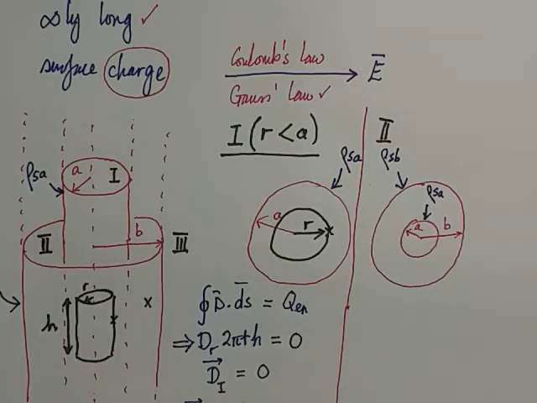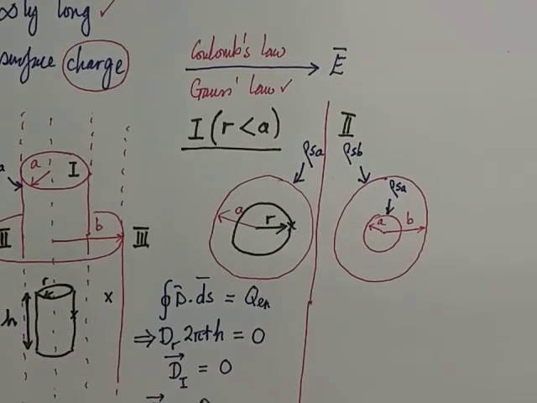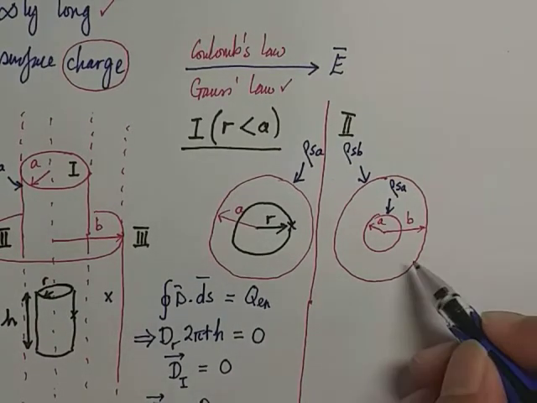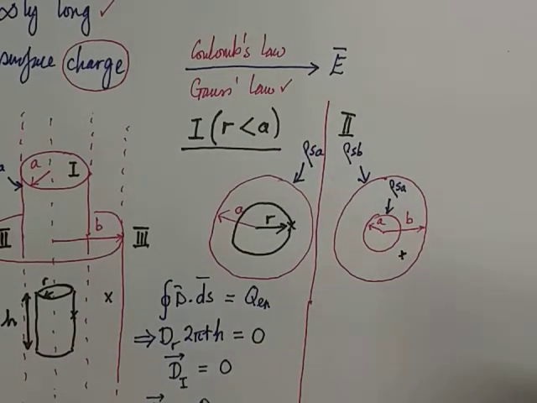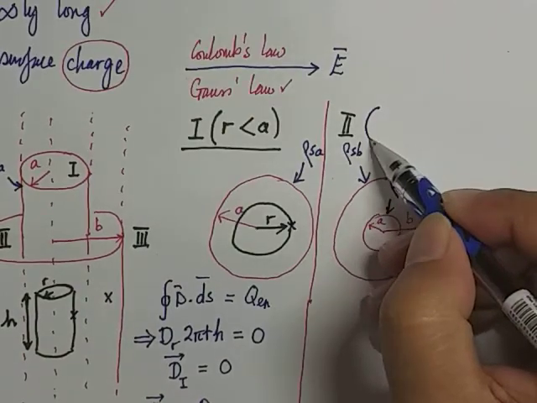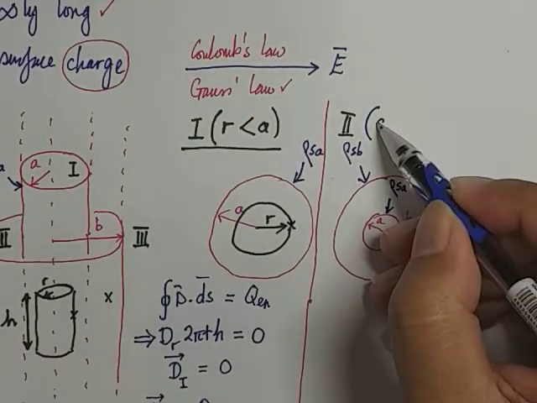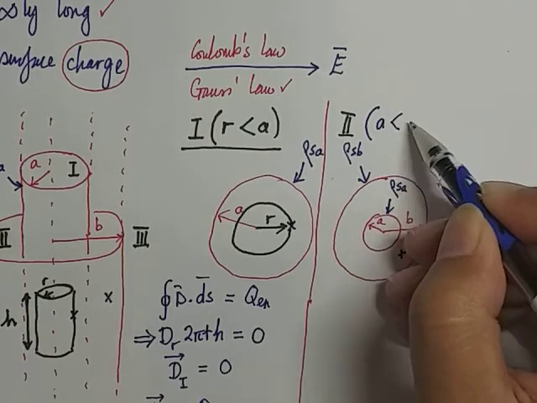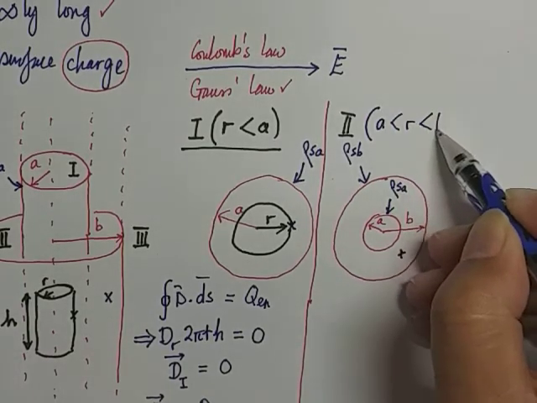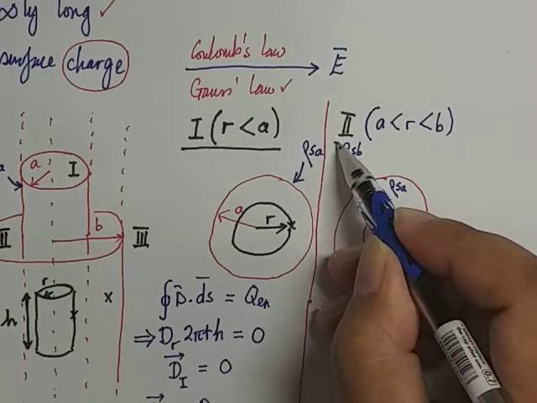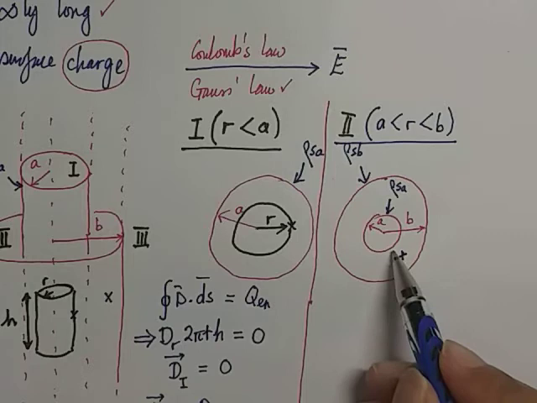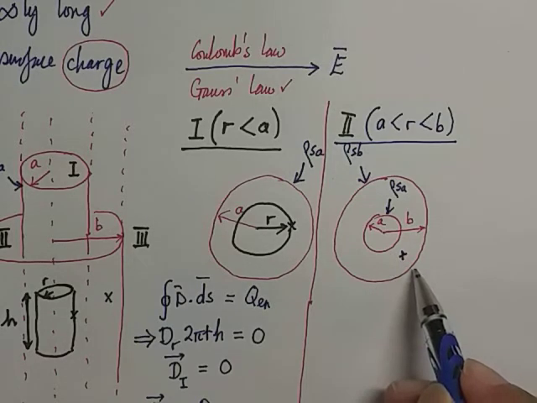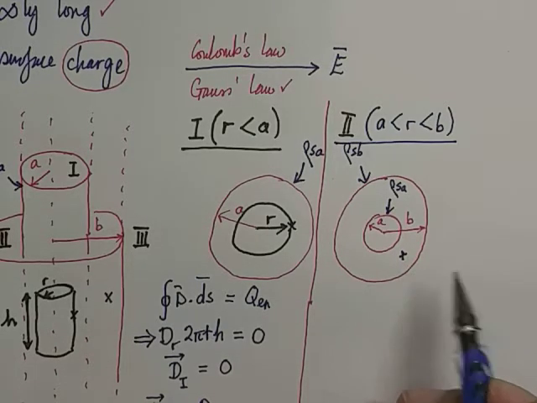So what we're going to say now is the position of our D should be between A and B. So now we are saying that our R should be A smaller than R smaller than B. That should be the definition of region number 2. Why? Because this position is between R equal to A and R equal to B. So therefore that should be our definition of region number 2.